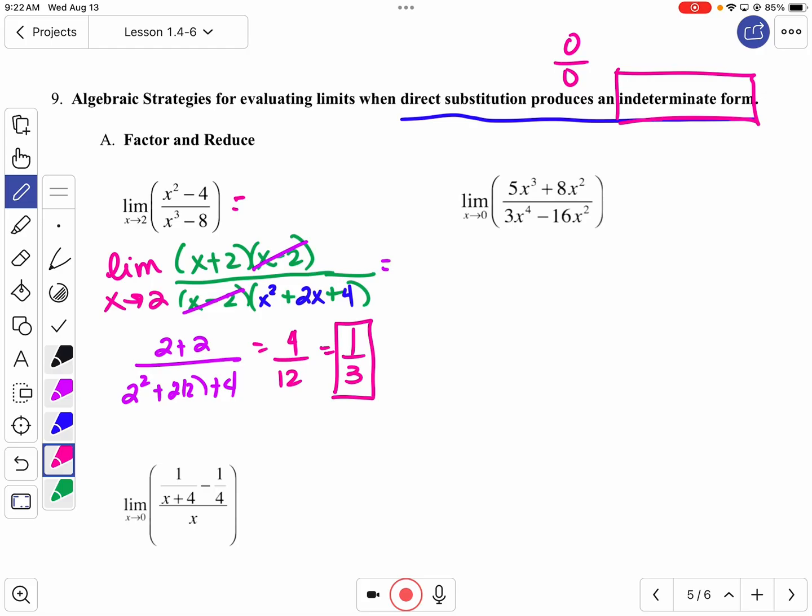So factor and reduce. You're going to have to remember all your factoring techniques. Remember, for cubes, it's SOAP: same, opposite, always positive. Y'all try the one next to it.